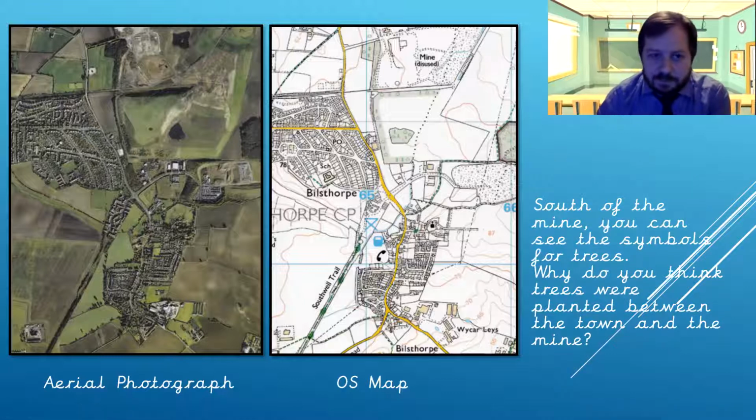So south of the mine, you can see the symbols for some trees. Why do you think the trees are planted between the town and the mine? Have a think. Well, the reason they might be built there is a barrier so that the air pollution and noise pollution is stopped by the line of trees. Here, it also stops the view from the town of that mine. Multiple different reasons it could be there, but those are the most likely ones.